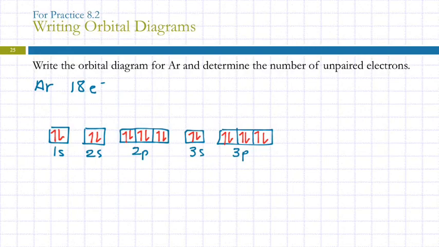Does the idea of the hotel help make sense of how you would fill those in? So how many unpaired electrons are there? None. So there's 0 unpaired electrons. Unpaired electrons would be those that have their own orbital, that are not paired up with another electron of opposite spin.